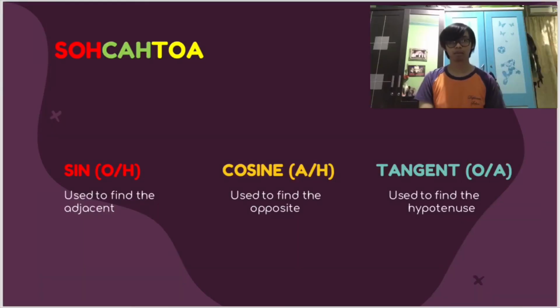Next, here we have SOHCAHTOA. SOHCAHTOA stands for sine opposite over hypotenuse, cosine adjacent over hypotenuse, and tangent opposite over adjacent. The sine is used to find the adjacent, and cosine is used to find the opposite. And lastly, tangent is used to find the hypotenuse.